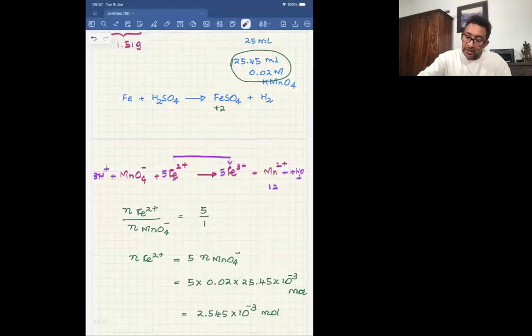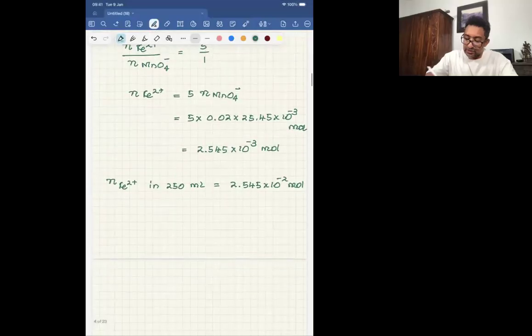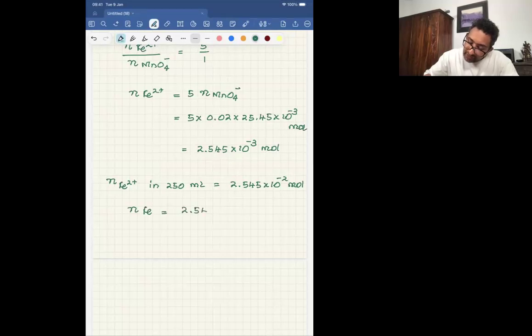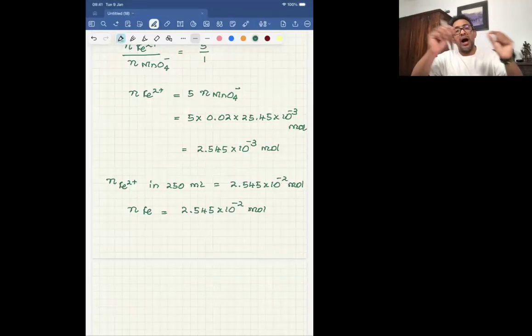Look at this one. Fe+2 to Fe is 1:1, because if it is 1 mole, this is also 1 mole. So the number of moles of Fe is also equal to that: 2.545 times 10 to the power minus 2. Anybody who didn't understand up to that point? Everyone okay with that? Anybody who has a problem with that? That is the number of moles of Fe in that iron sample.